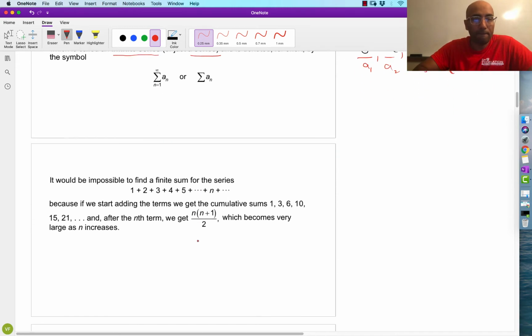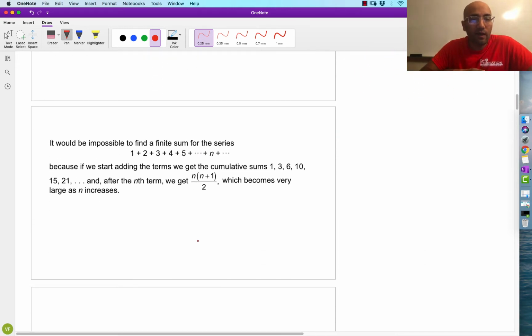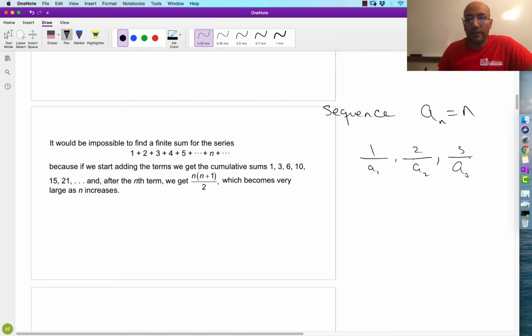For example, it would be impossible to find the finite sum of this series, if it goes 1, 2, 3, 4, 5, 6, 7, 8, and just keeps going along that way. This is an example where the sequence a sub n is just equal to n. The first one on my list, a sub 1, is 1. The second one, a sub 2, is 2. The third one is 3.